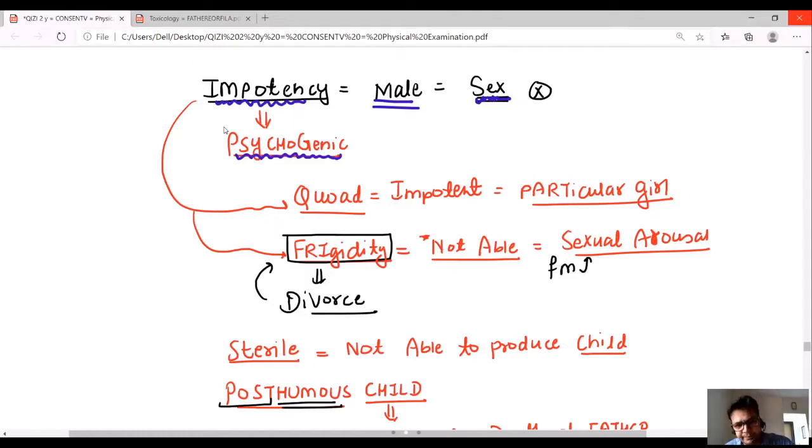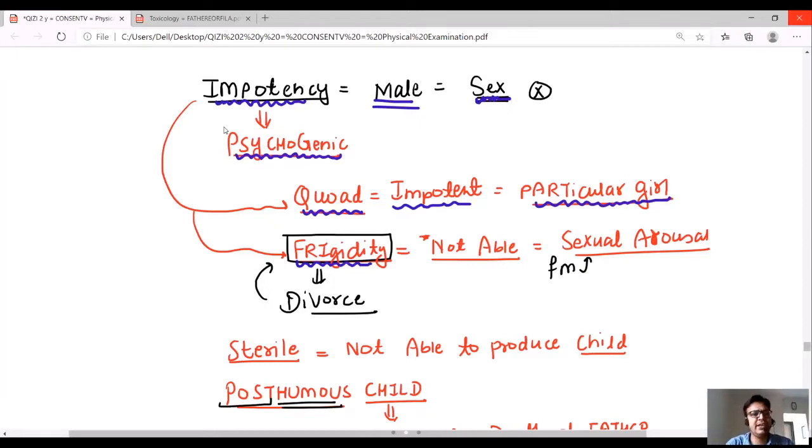Sir, quad is being impotent with a particular girl. If a male is impotent for a single girl, if I am not able to perform sex only with a single girl, that is an example of quad.